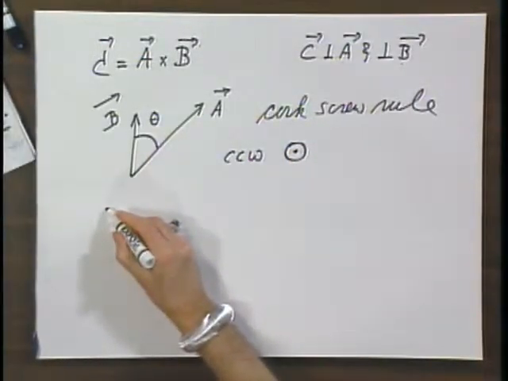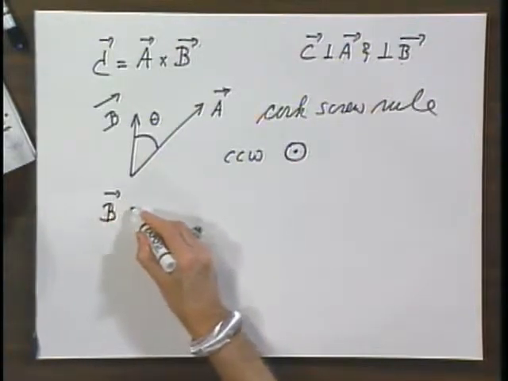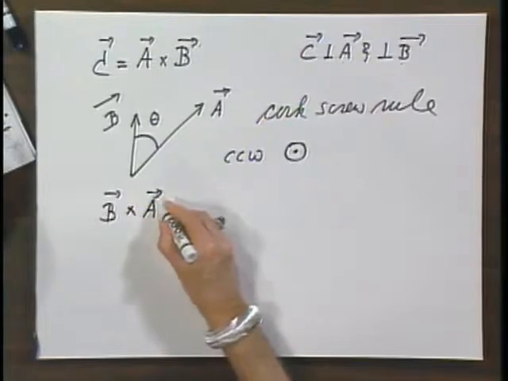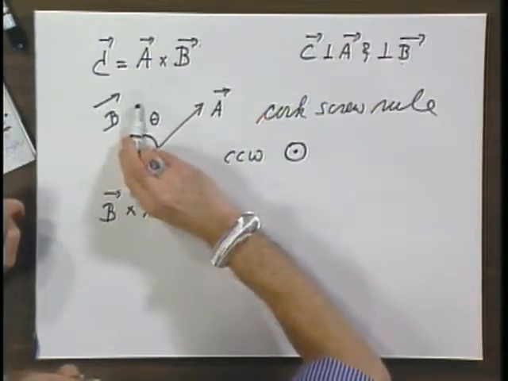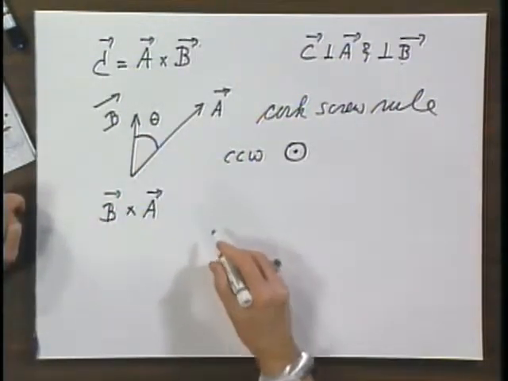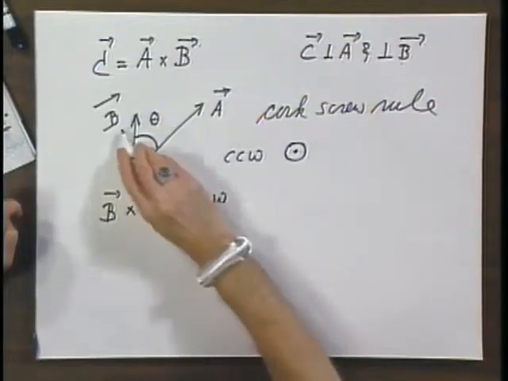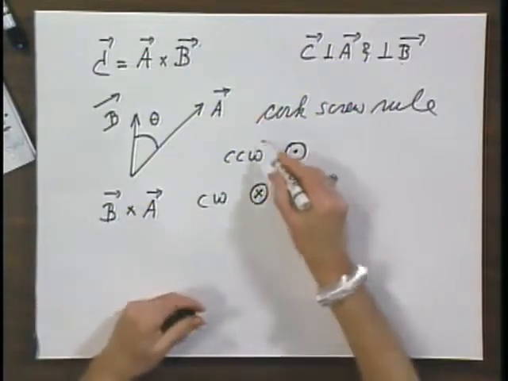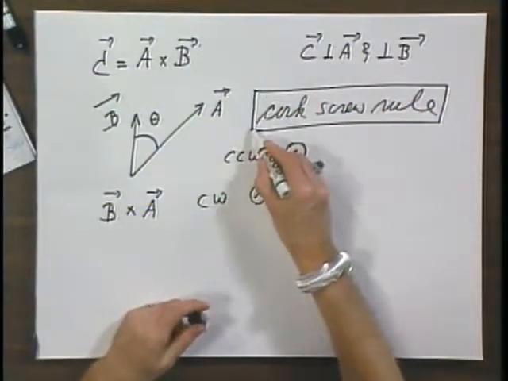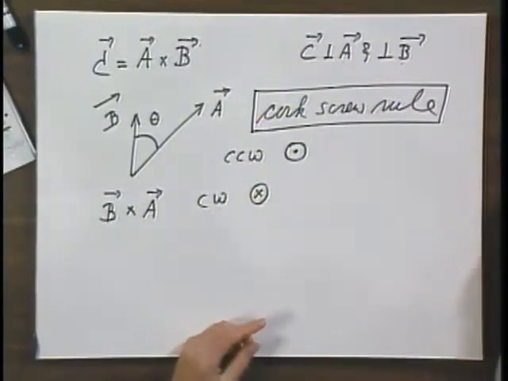If, however, I had B cross A, then I have to rotate B, which is the one that is first mentioned, over the smallest angle to A. That now is a clockwise rotation. And now this vector goes into the paper. Now, how do you remember this corkscrew rule? I think that's very simple, and this is the way I learned it in high school, and I always use it. There are other ways to determine the direction of a cross product, of course, but I prefer this one.